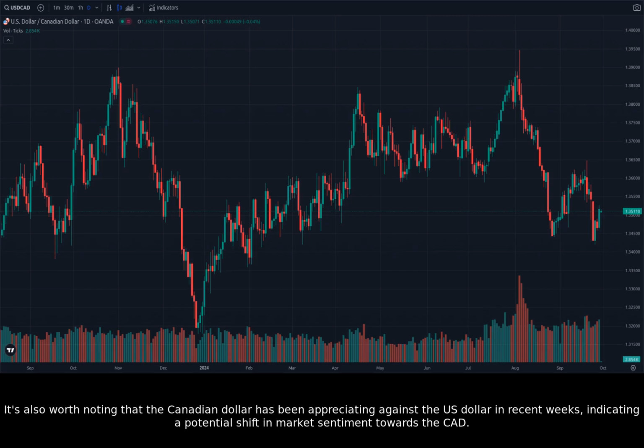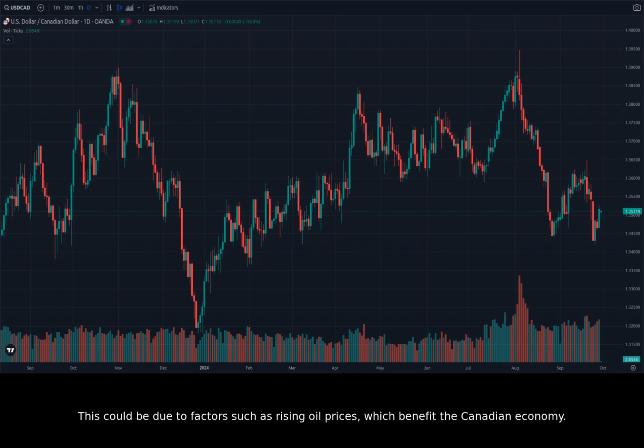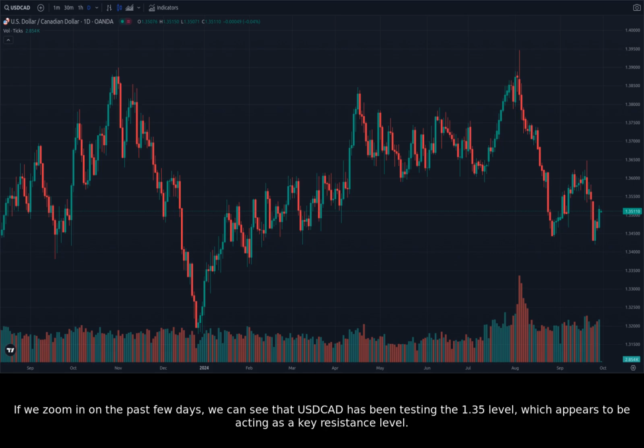It's also worth noting that the Canadian dollar has been appreciating against the US dollar in recent weeks, indicating a potential shift in market sentiment towards the CAD. This could be due to factors such as rising oil prices, which benefit the Canadian economy. If we zoom in on the past few days, we can see that USDCAD has been testing the 1.35 level, which appears to be acting as a key resistance level.